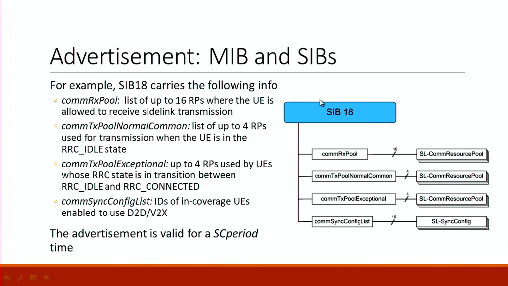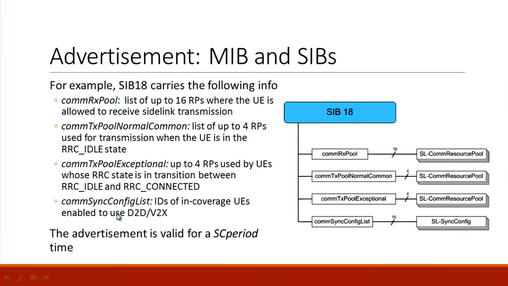Why are they advertised in this way? Because in this way, the eNode B just tells the UE, okay, if you get out of coverage, remember that you can use only these resource pools to communicate with somebody else. It also has all the IDs of in-coverage UEs that are enabled to use D2D and V2X, and this can be useful for discovery. This advertisement also has a validity time.